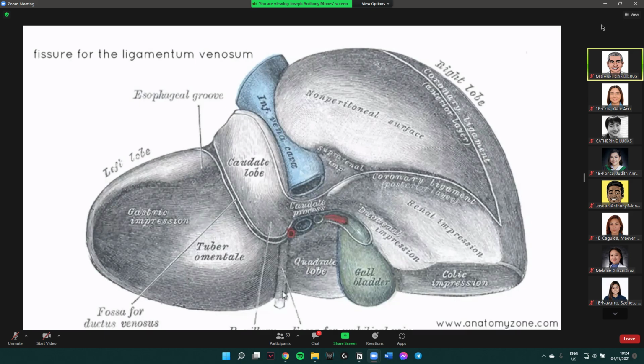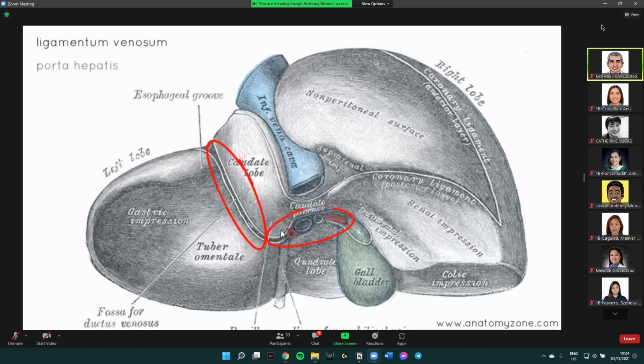where the round ligament comes into the back of the liver. Remember I showed you the round ligament passing in the margin of the falciform ligament. It passes to the posterior surface and runs along here. From the ligamentum venosum and the porta hepatis, you get the lesser omentum, which connects the liver to the lesser curve of the stomach and to the first part of the duodenum.